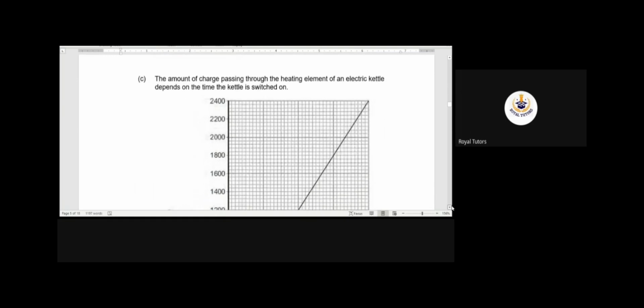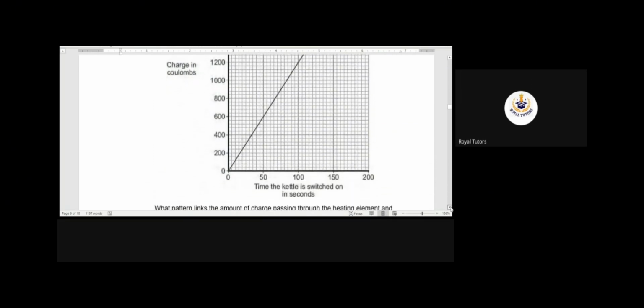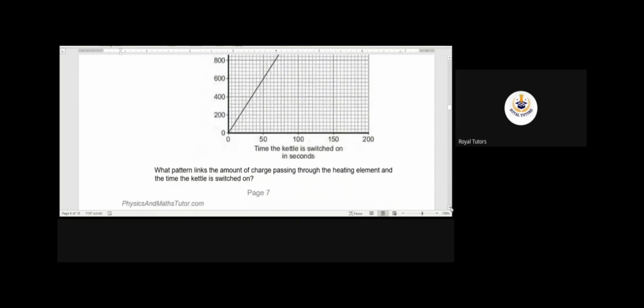All right. So they say the amount of charge passing through the heating element of an electric kettle depends on the time the kettle is switched on. Okay, we can see the graph right there. We can see the charge in coulombs, and at the same time, we can see the time the kettle is switched on in seconds. They say what pattern links the amount of charge passing through the heating element and the time that the kettle is switched on?